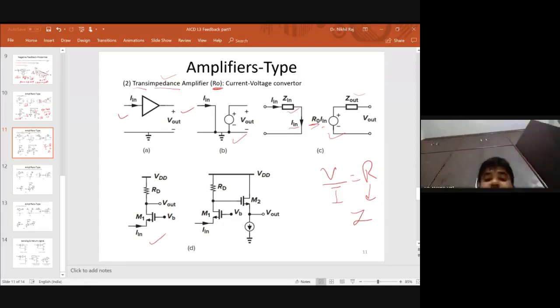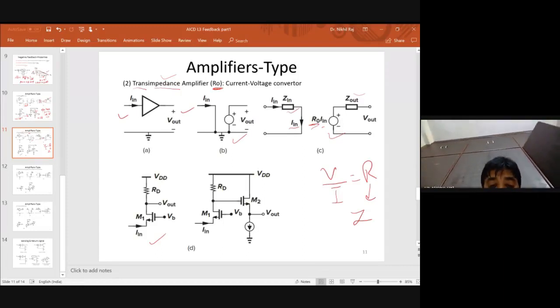Now why am I saying this about the transimpedance amplifier? Because when the circuit is given, sometimes it will not be written that it is a common source, or a transimpedance, or a current amplifier. You have to find out which type of amplifier it is. Number one, after analyzing which type of amplifier, then we go for the analysis of feedback. So right now this circuit is there.